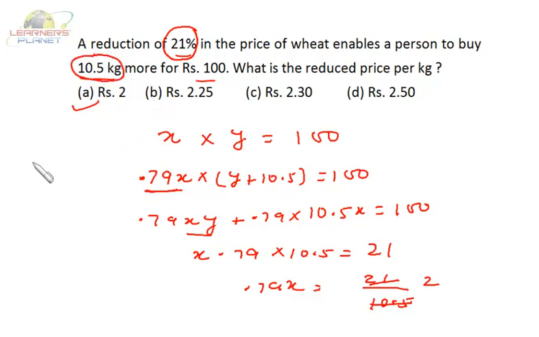Suppose the new quantity is x. So 0.21 of x is equivalent to 10.5, isn't it? That means x is equal to 10.5 over 0.21. That means the new quantity is 50 kilograms, which we are going to buy for rupees 100. That means rupees 2 per kilogram. If you can grasp this logic, then also it will be great. Else this method is also appropriate. I hope you are clear with both the methods.